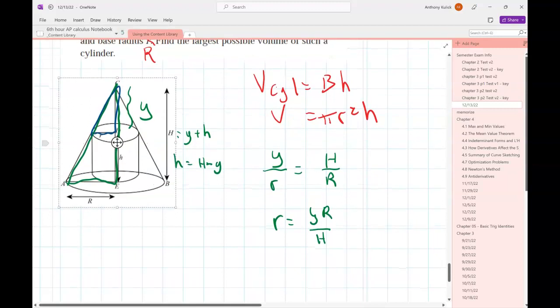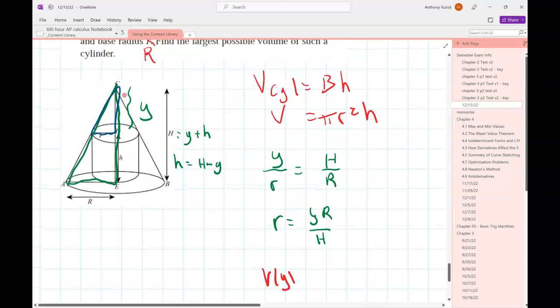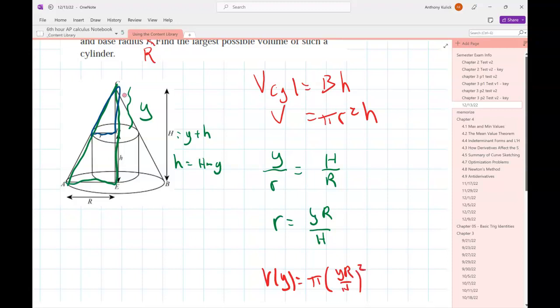It doesn't matter what you use as your variable. You could do this in terms of little r, in terms of little h, or in terms of y. All of those are doable. In fact, when I looked at the answer key in the text, I think they used everything in terms of little r, which would be fine. But to me, it just seems more obvious to write it all in terms of this y.